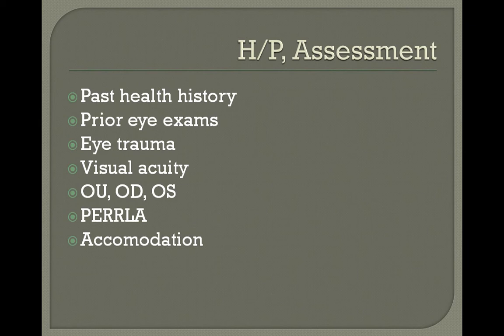And so the way that we test for accommodation is that we have the patient focus on a distant object, and then as the person is focusing on that distant object, we have the person focus on a close object. And so when the person does this, the pupils should converge and the pupils should dilate. And so that's how we check for accommodation.